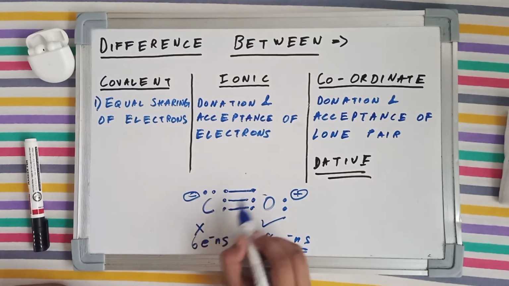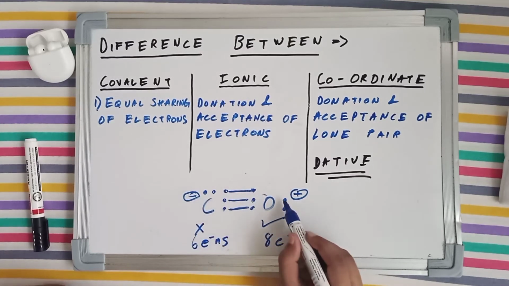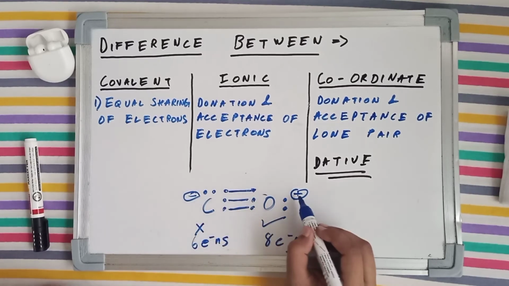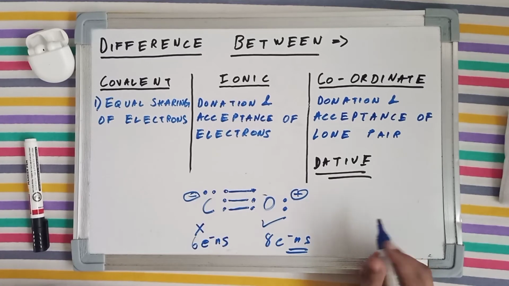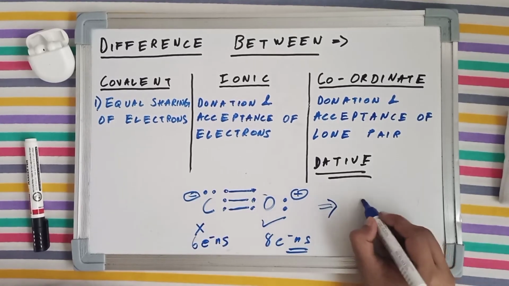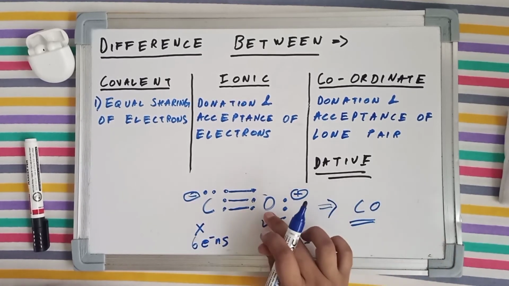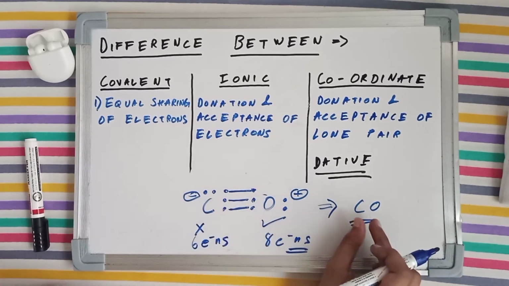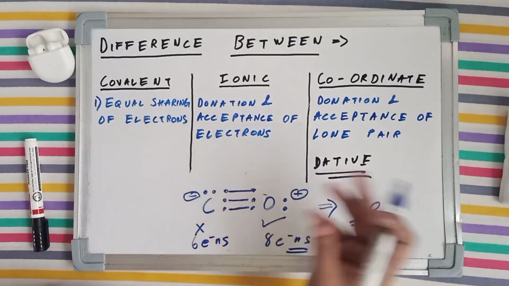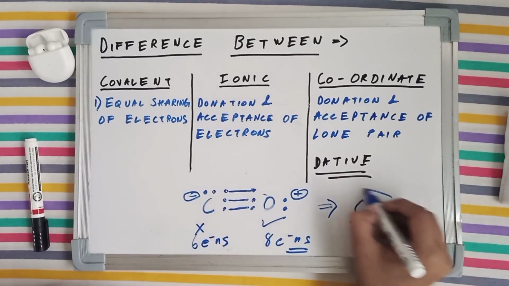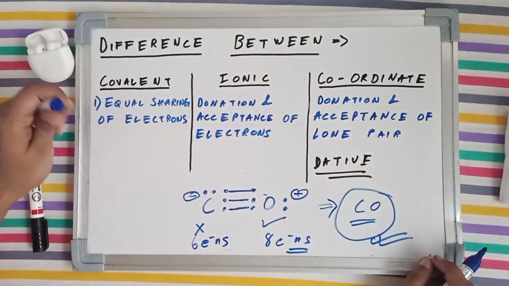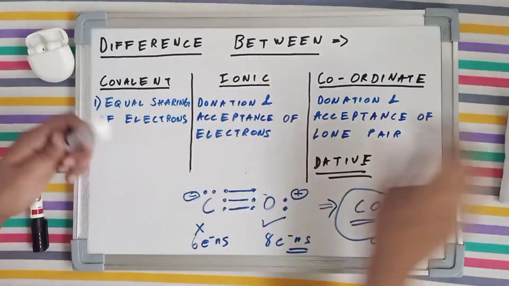By counting the number of electrons we see 1, 2, 3, 4, 5, 6, 7, 8, whereas for oxygen also 1, 2, 3, 4, 5, 6, 7, 8. Now there is a positive charge and a negative charge, but overall the compound is neutral. The positive charge is on oxygen, and carbon has a negative charge. Combined, they cancel each other's charges, and carbon monoxide is still in a neutral form. So this was all about coordinate bond.